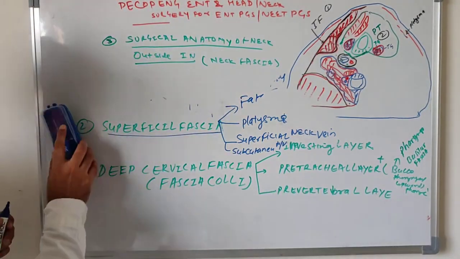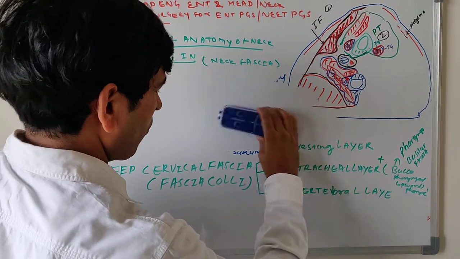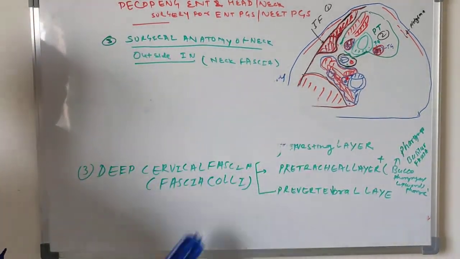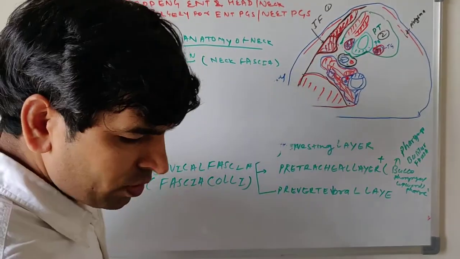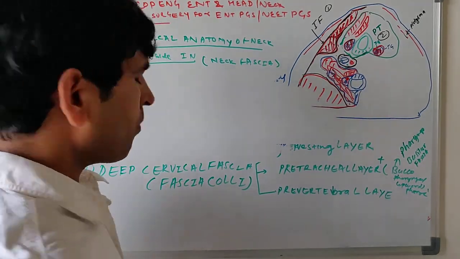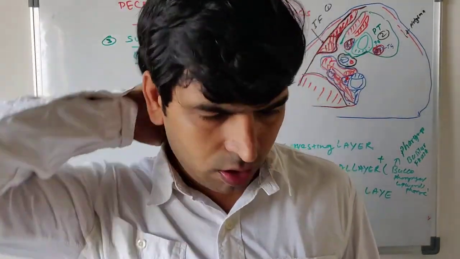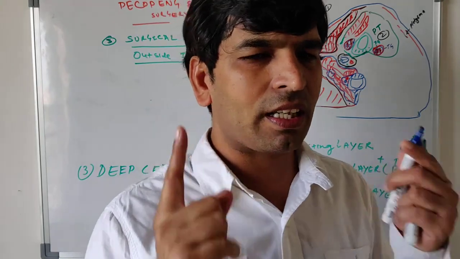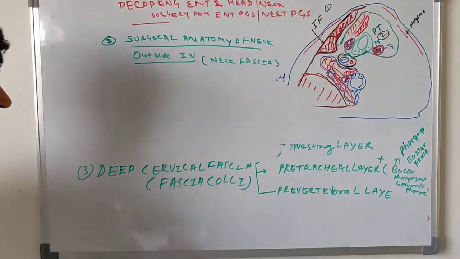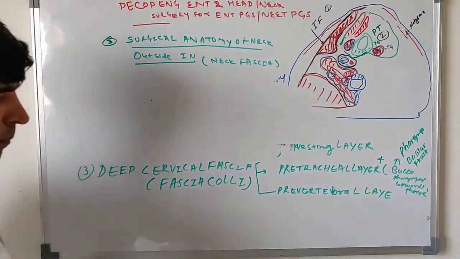Now we will talk about the deep cervical fascia, or fascia colli, because this fascia forms a collar and encircles the whole neck. That's why it's called fascia colli, and it has three layers.